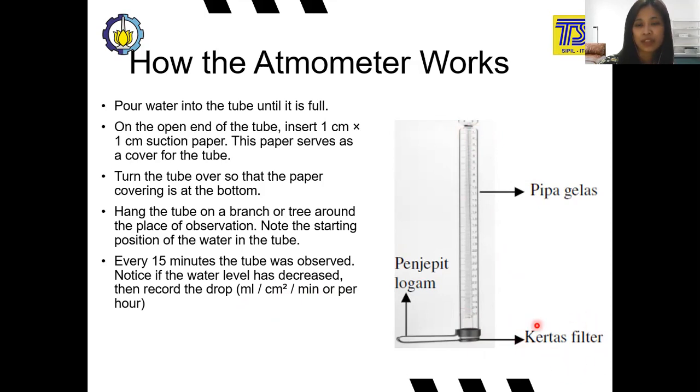there's this paper filter, and there's heat outside the glass pipe. Of course, the water which is absorbed by the paper filter will also be dried by the heat of the sun. So the water will be decreasing, and then we can record the drop of the water level in the glass tube, and then we can know the evaporation rate by calculating the differences.